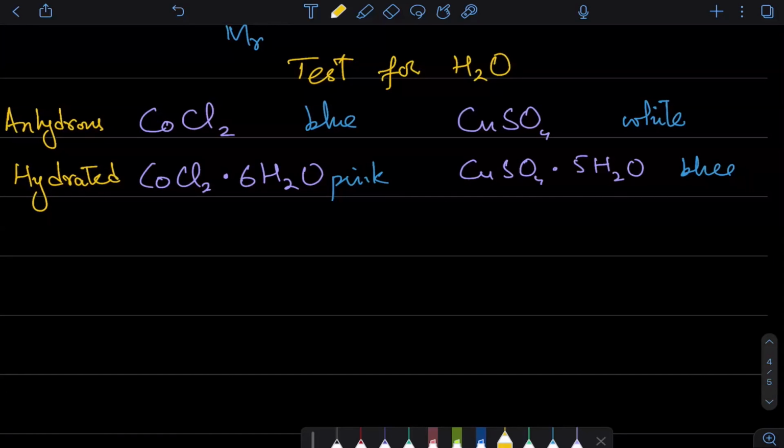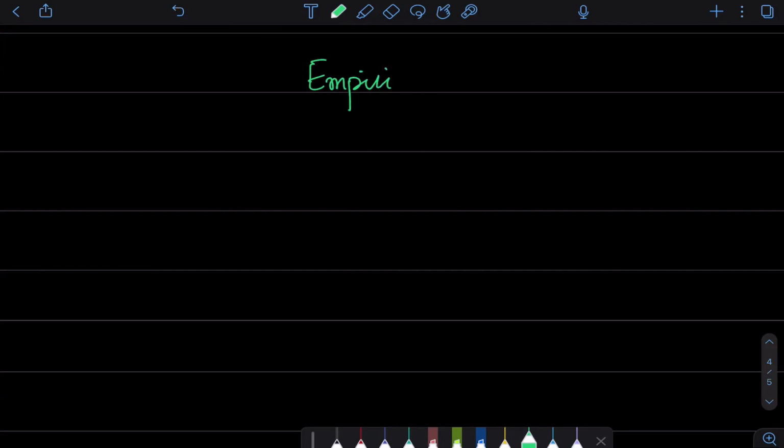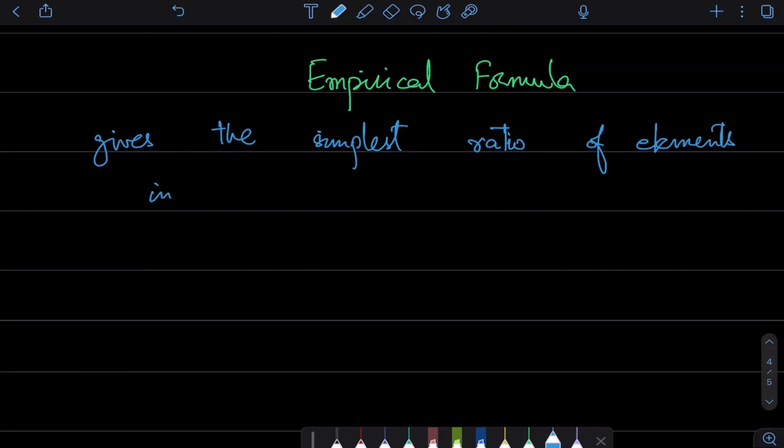All right. So that brings me to the end of this percentage by mass and all of this. And for the last thing today, we are going to do empirical formula. So here's what empirical formula is. First of all, what is it? 2-mark definition. Empirical formula gives the simplest ratio of elements in a compound. Okay, so empirical formula gives the simplest ratio of elements in a compound. That's what this is.